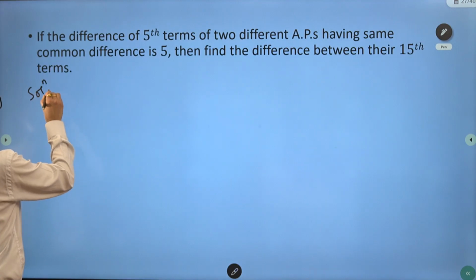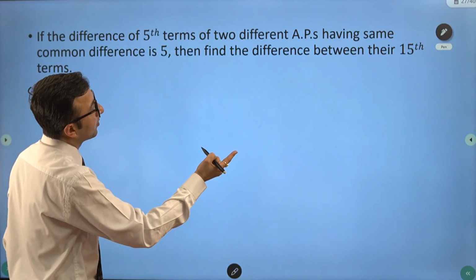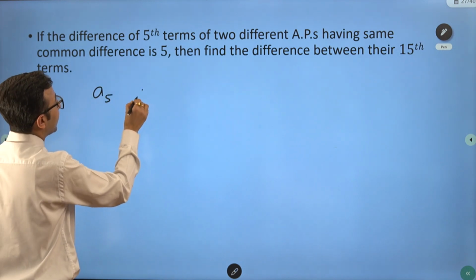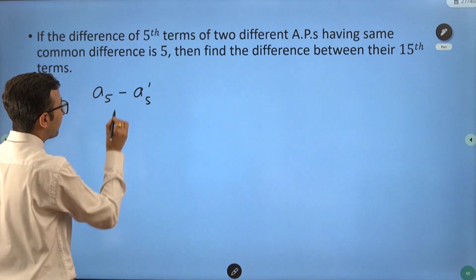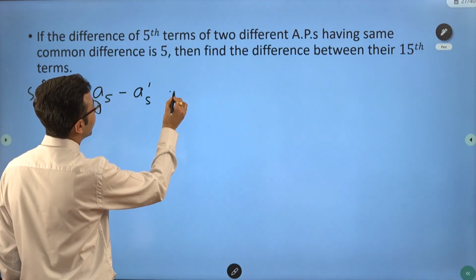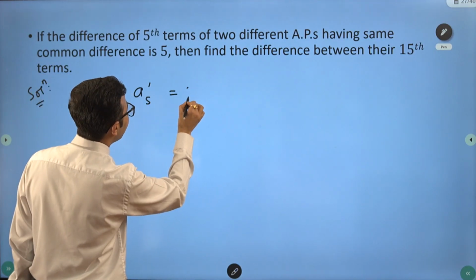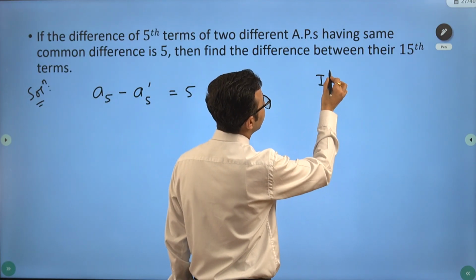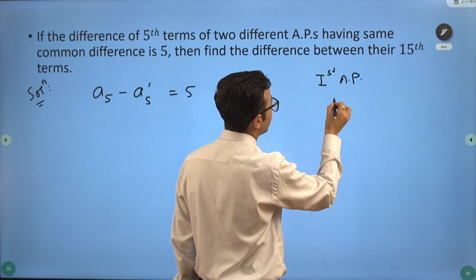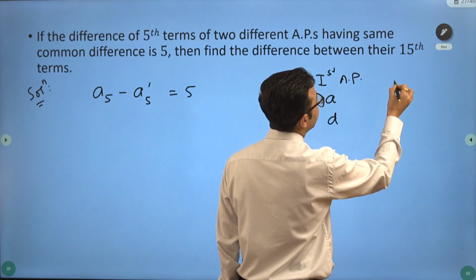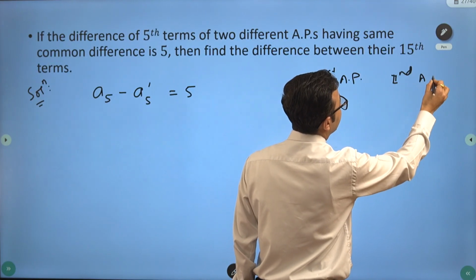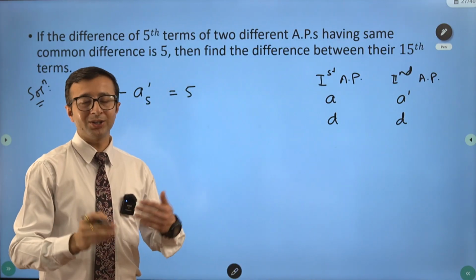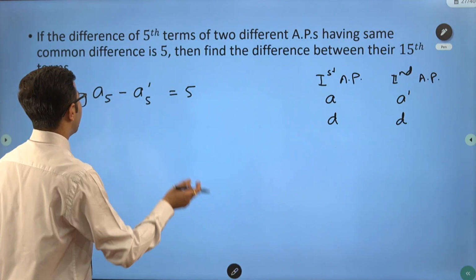What they are saying: the difference of the fifth terms of two APs, let's say A5 and A5 dash, is 5, and they have the same common difference. So we will assume that the first AP has first term A, common difference D. The second AP has first term A dash, common difference D. If the common difference and first term are both the same, then the AP will be the same.